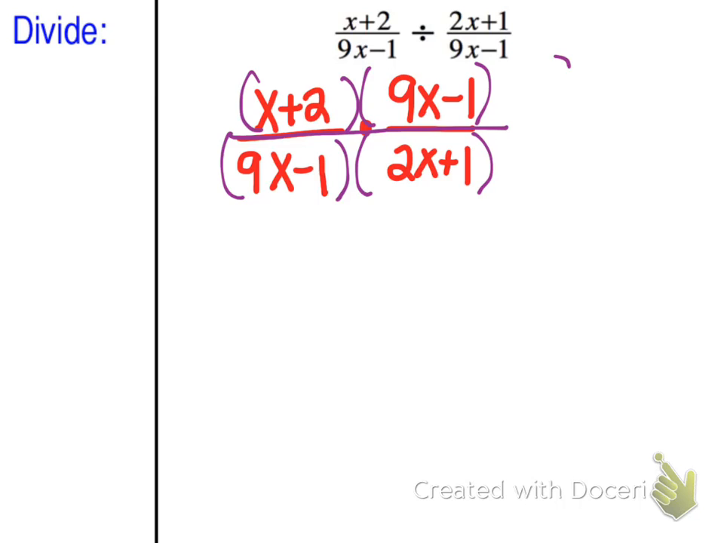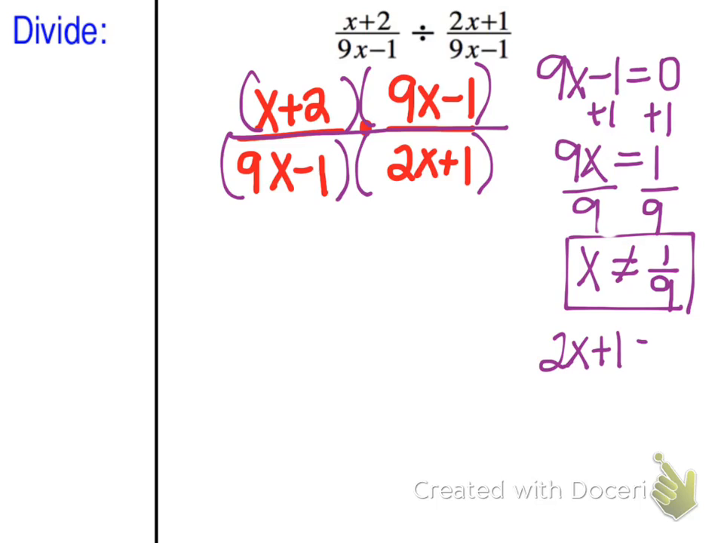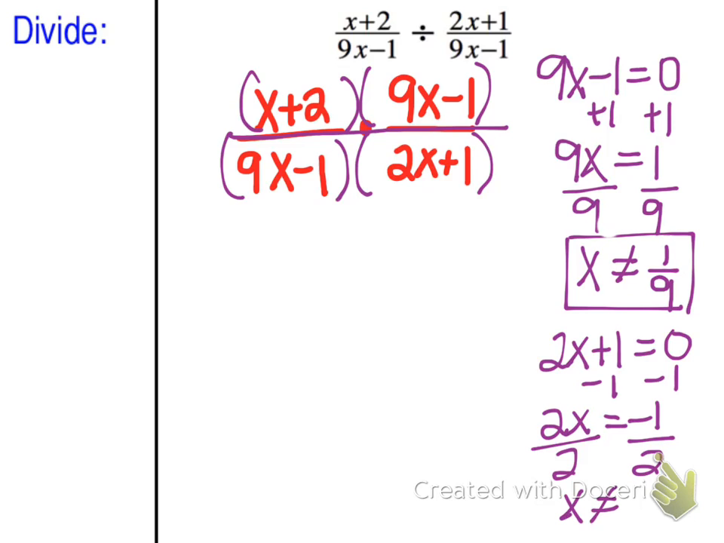This one takes a little bit more work because I have to solve 9x minus 1 equals 0. So we'll add 1 to both sides. 9x equals 1, and x cannot be 1/9. We know that. And also, we'll do the same thing with the 2x plus 1. We'll set it equal to 0, take away a 1. When I divide by 2, x cannot be negative 1/2 as well.